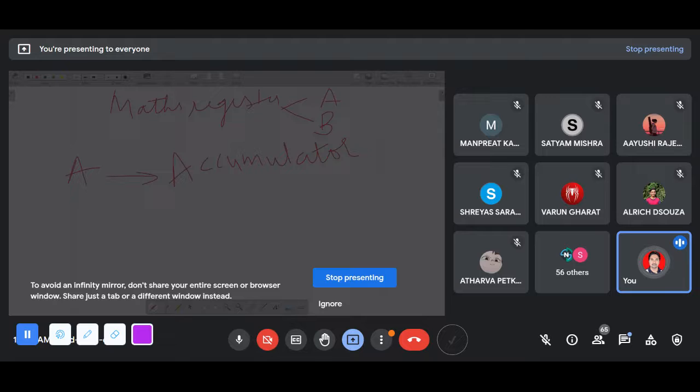If I ask you, tell me the size of accumulator or tell me the size of A register, your answer is 1 byte. Yes, your answer is 1 byte, और या फिर आप बोल सकते हो 8 bits. Okay, now what is the significance of A?